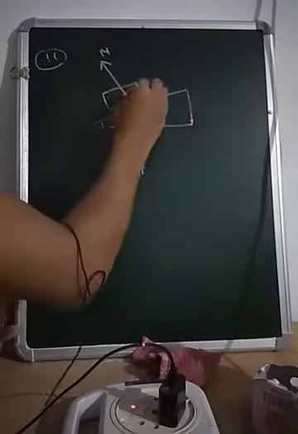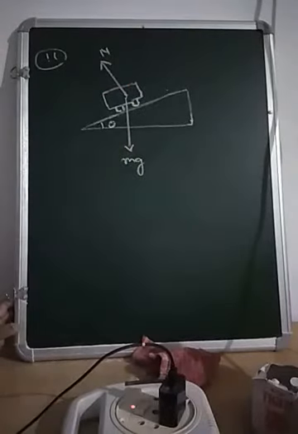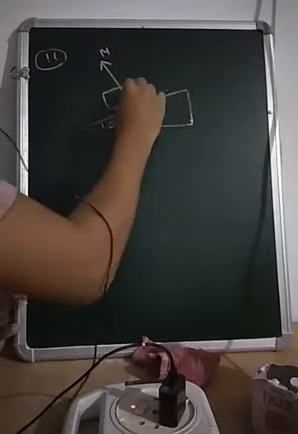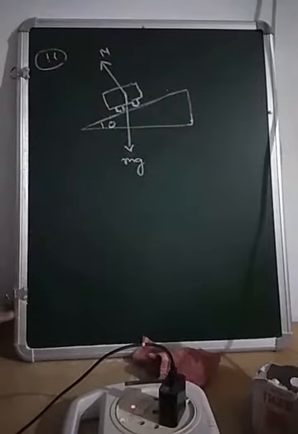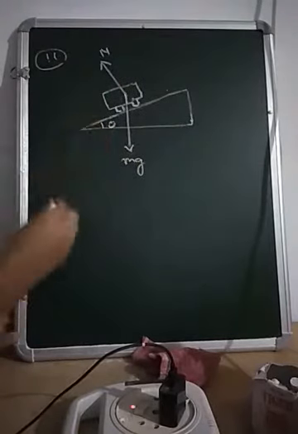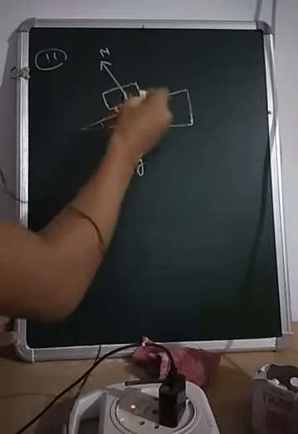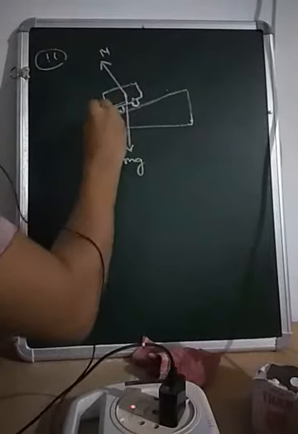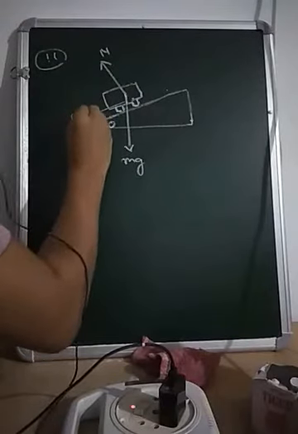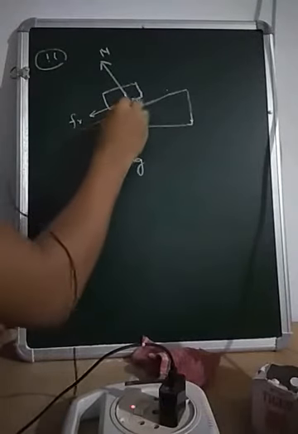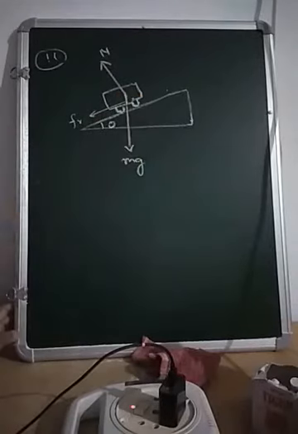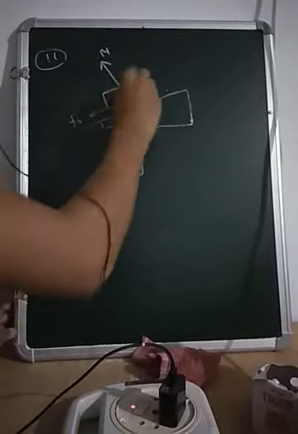So the centripetal force will be towards the center. Okay, and in this system the centripetal force is exerted by the force of friction. So the frictional force will be in this direction. Okay, this is the frictional force between the wheels of the car and the road. It will be in this direction.